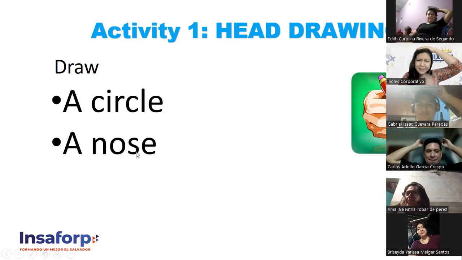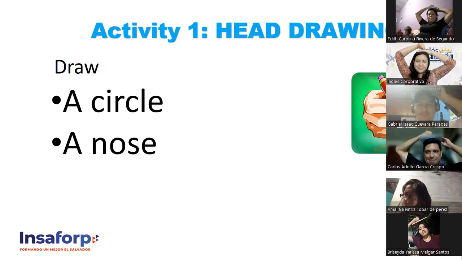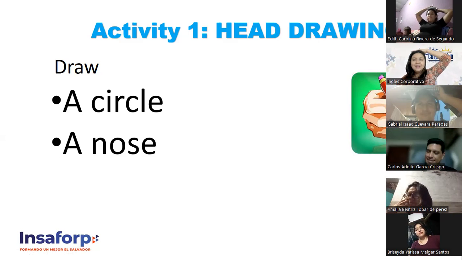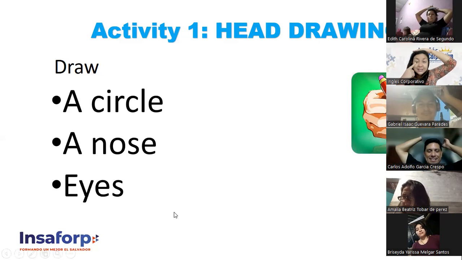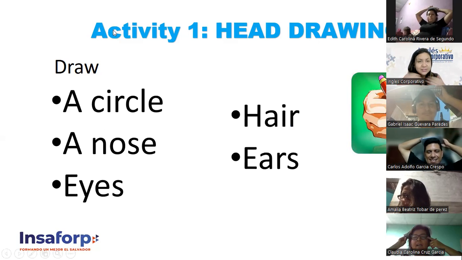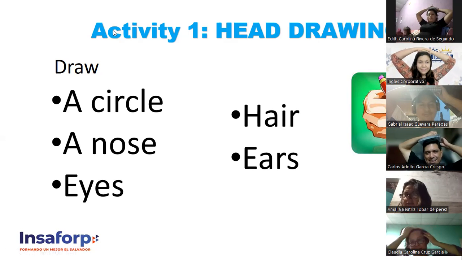Next, draw a nose. You need to draw a nose. But you need to have your notebook on your head, Cristian, Amalia, Heriberto. Draw a circle, draw a nose inside the circle. Draw two eyes, the ones you can see with. And draw hair. But always your notebook on your head. You don't have to see your drawing.